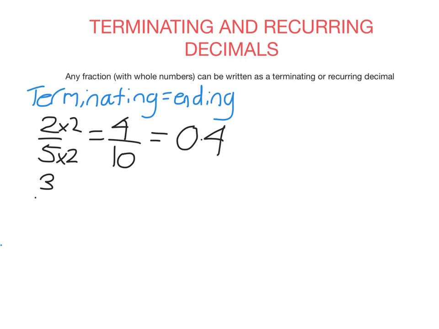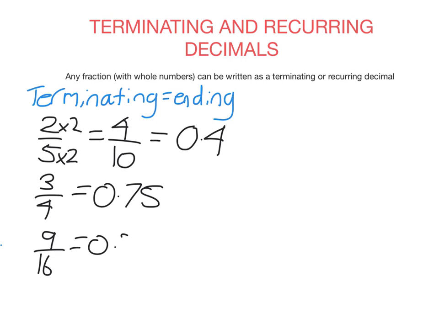If I write 3/4 as a decimal, it ends up becoming 0.75. This time there are two numbers after the decimal point, but again, it stops eventually. Another example, let's say I have 9/16. This is actually 0.5625. So there are a few numbers after the decimal point, but they stop after the fourth number. It doesn't go on forever.